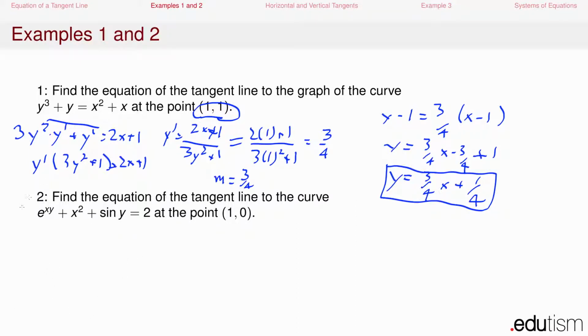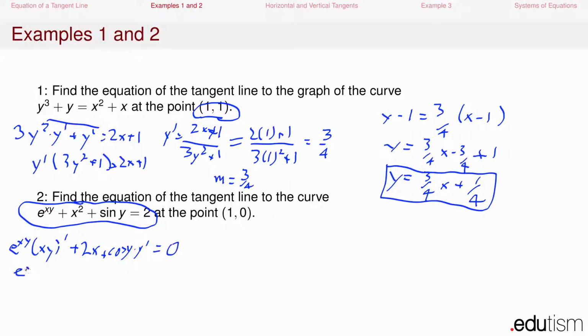In the second one, we've got a little bit more complicated situation because the implicit curve is a little bit more tricky. So again, we're going to start by differentiating implicitly. The derivative of e to the xy is going to be e to the xy times the derivative of xy. The derivative of x squared is just 2x. The derivative of sine y is cos y times y prime. The derivative of 2 is 0.